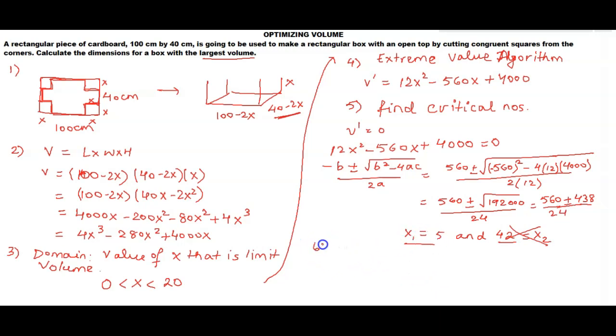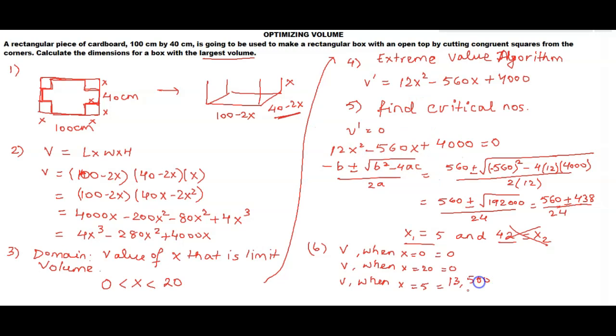My next step is the sixth step. I am going to find out my volume when x is 0. So volume when x is 0 is 0. Next is volume when x is 20. Then also my volume is going to be 0. And next I'm going to find out volume when x is 5. If I find my volume when x is 5, my value is going to be 13,500.